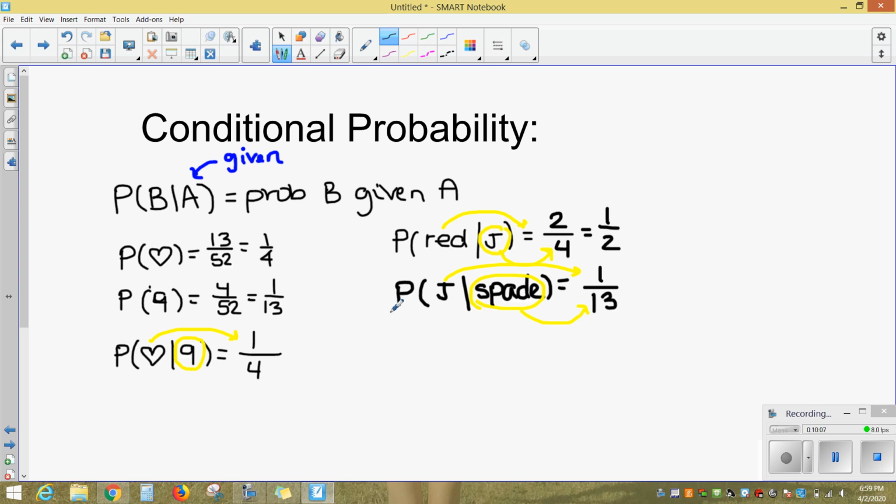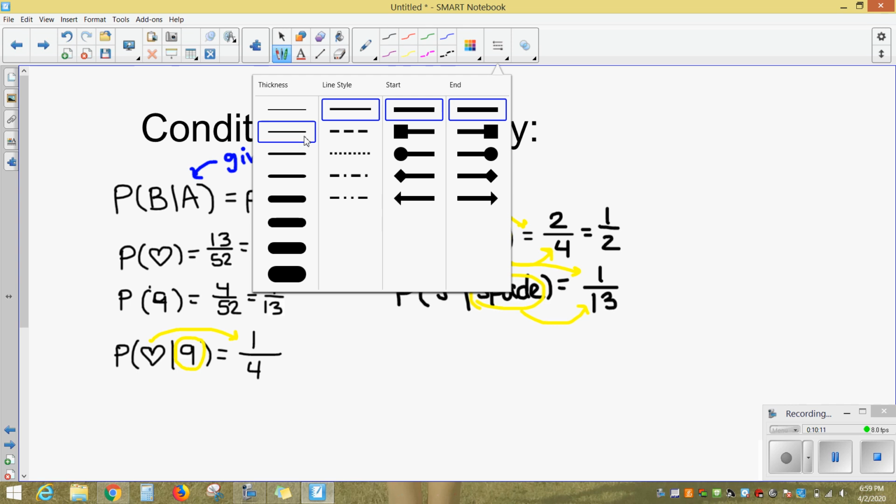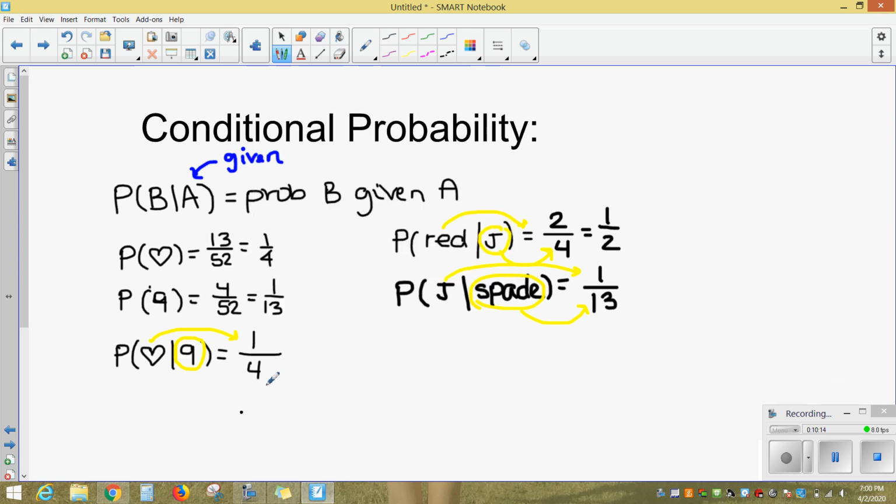We can use conditional probability to tell us whether or not two events are independent. Two events are independent if the probability of B given A is equal to the regular probability of B. Meaning, me telling you that A happened doesn't change the probability of B happening. So we can check for independence this way.